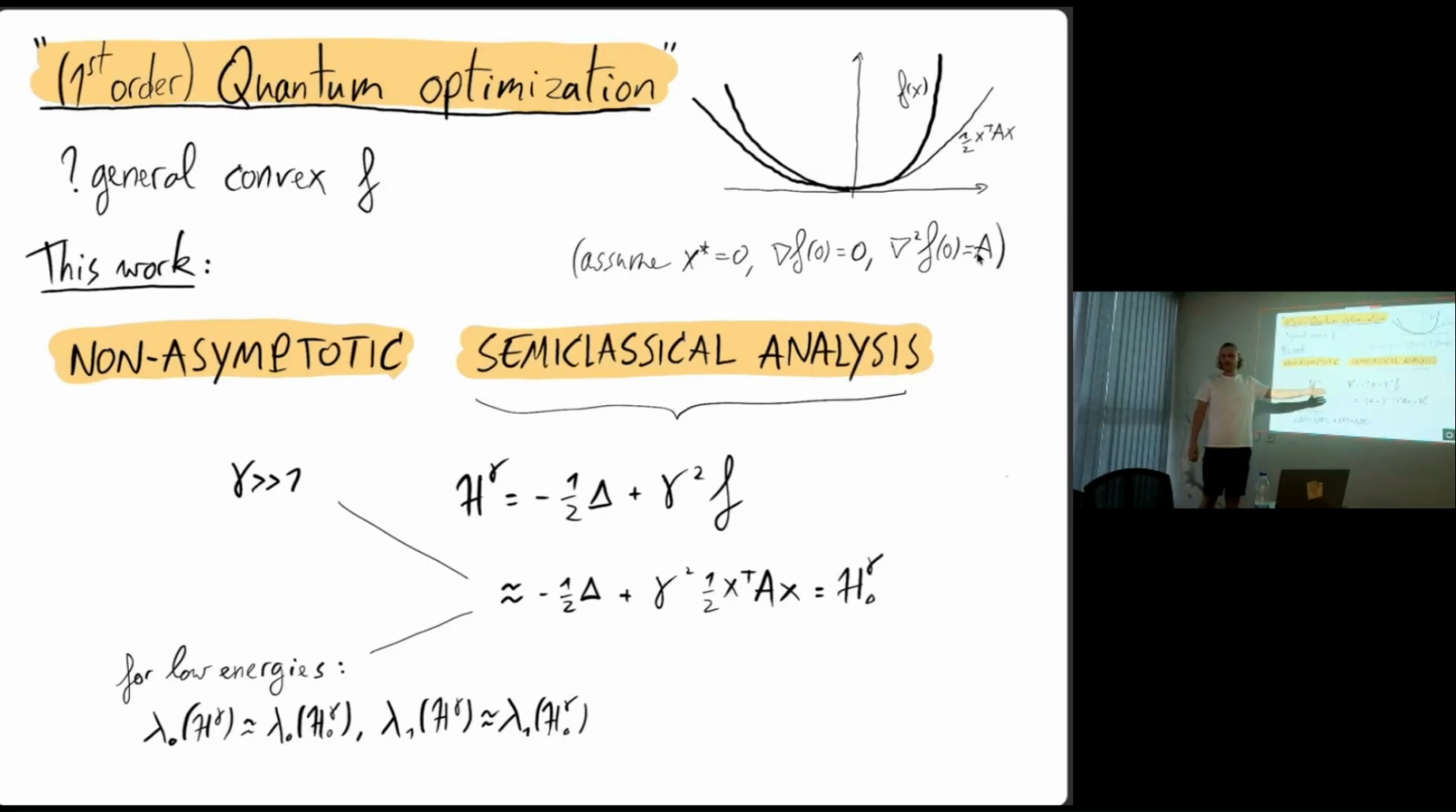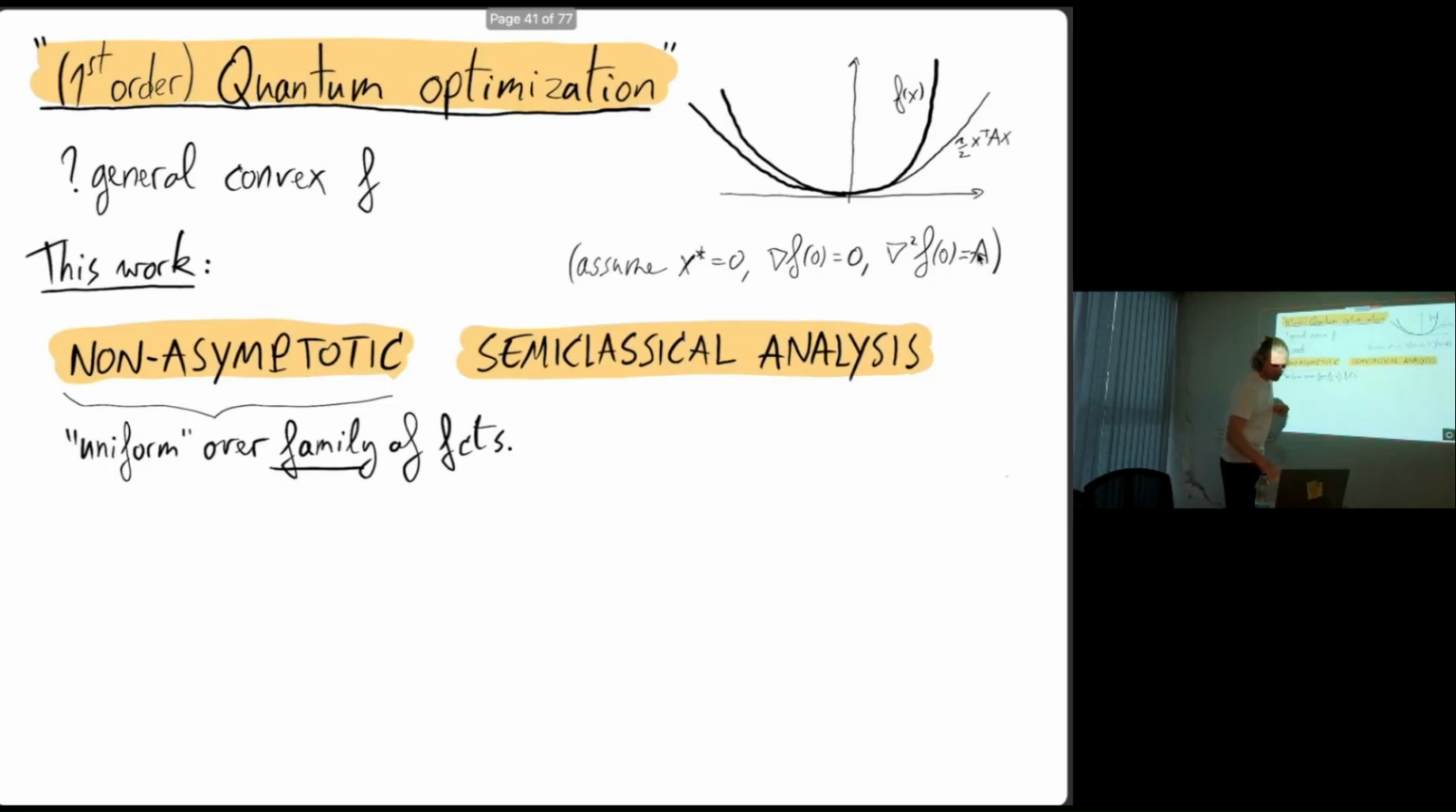Now that's an asymptotic statement that's essentially useless in a computer science context, because they're not thinking about f as some sort of input of a problem, like we do. So what we want is a non-asymptotic analysis. We want to prove this kind of statement uniformly over a family of functions. So we don't want to prove the statement just for one function.